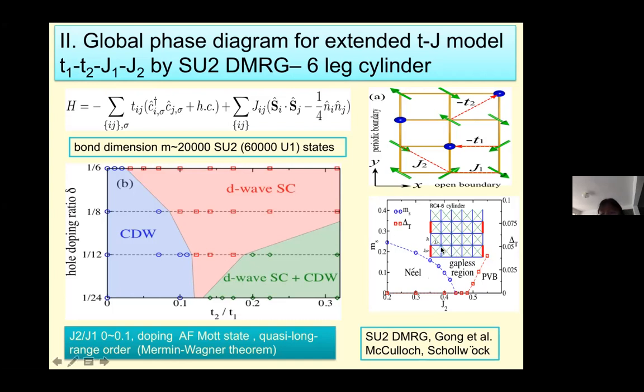Then I also want to compare that phase diagram with the phase diagram of the square lattice Heisenberg model with J1, J2. Because we only vary t2/t1 up to 0.33, which means J2 is only around 0.1 of J1, we are always doping the antiphase magnetic ordered state. The spin background at half filling is not changed by J2.